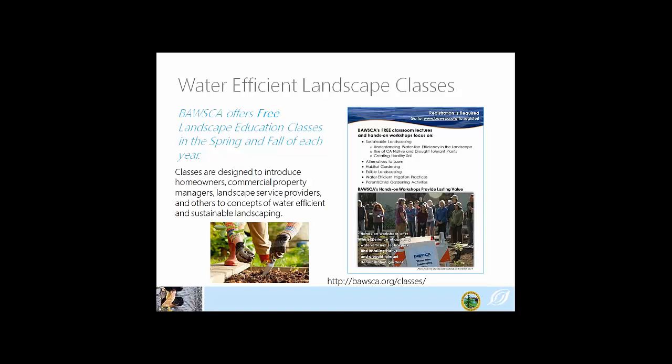Another way to tackle water conservation is by taking landscaping classes. Bosca offers these for free, as well as other landscape education classes. And to find out when those classes are offered and which classes are available in the next month, you can visit bosca.org.